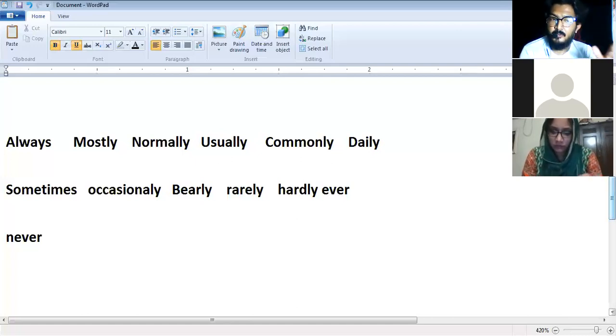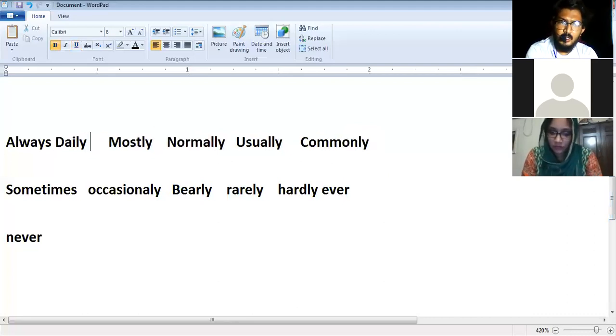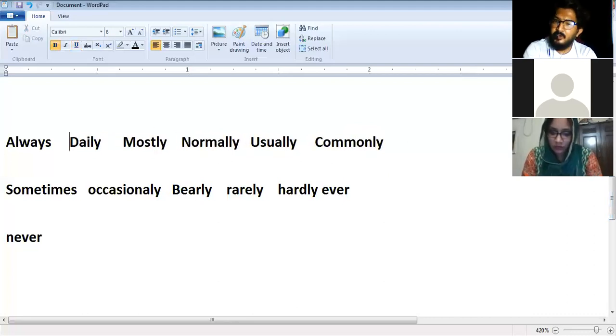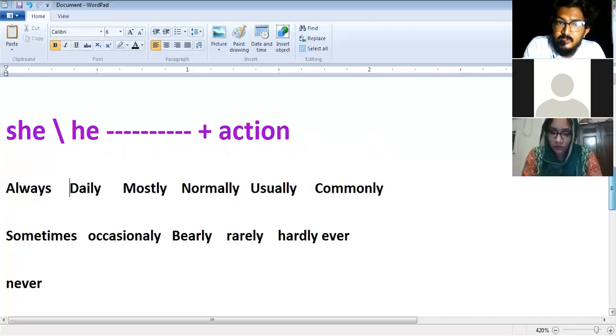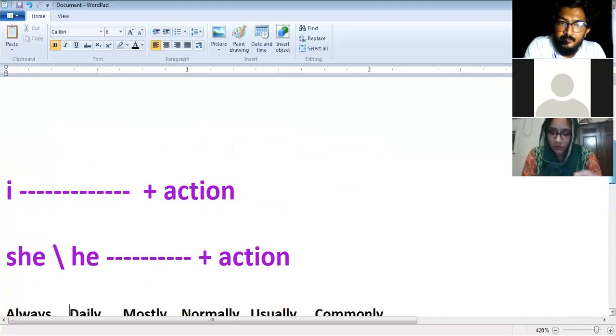Always means always. Mostly means mostly. Normally means generally, usually means often, the same mostly, generally, often. Commonly means the same, generally, daily. And daily and always are the same, so I wrote this a little wrong. Paste. Now here is one important thing: these are the frequency of adverbs we will use after the subject.